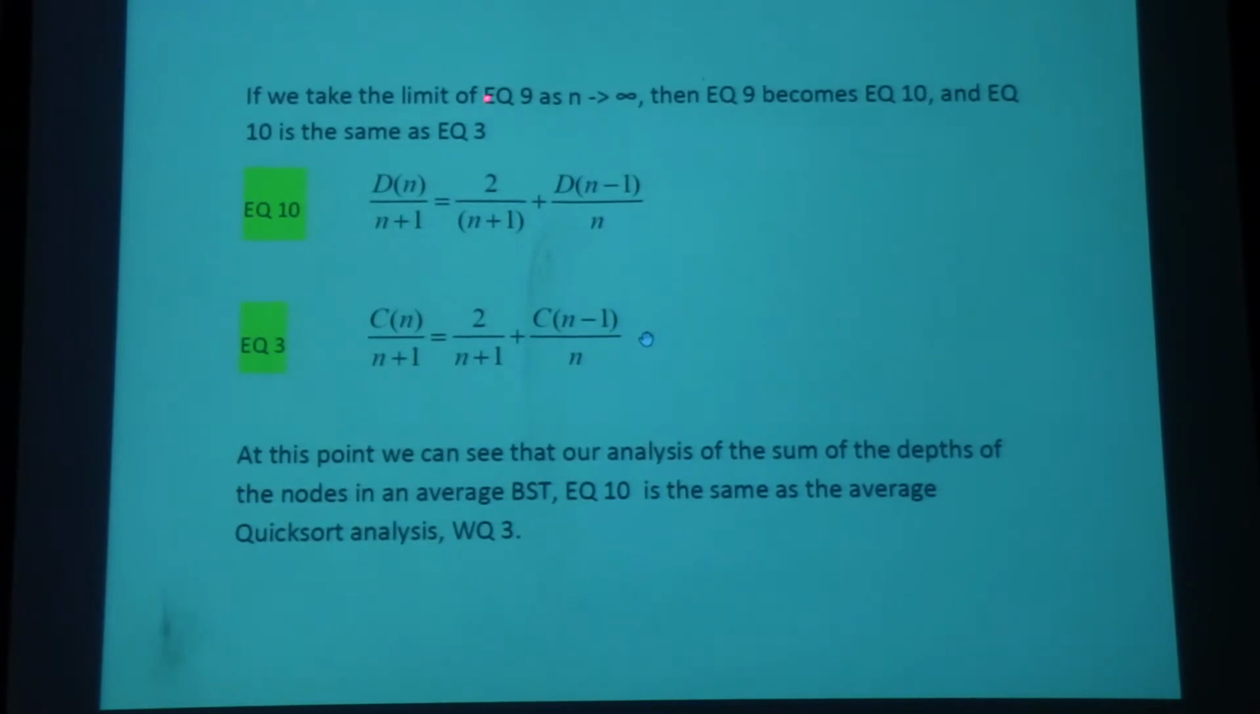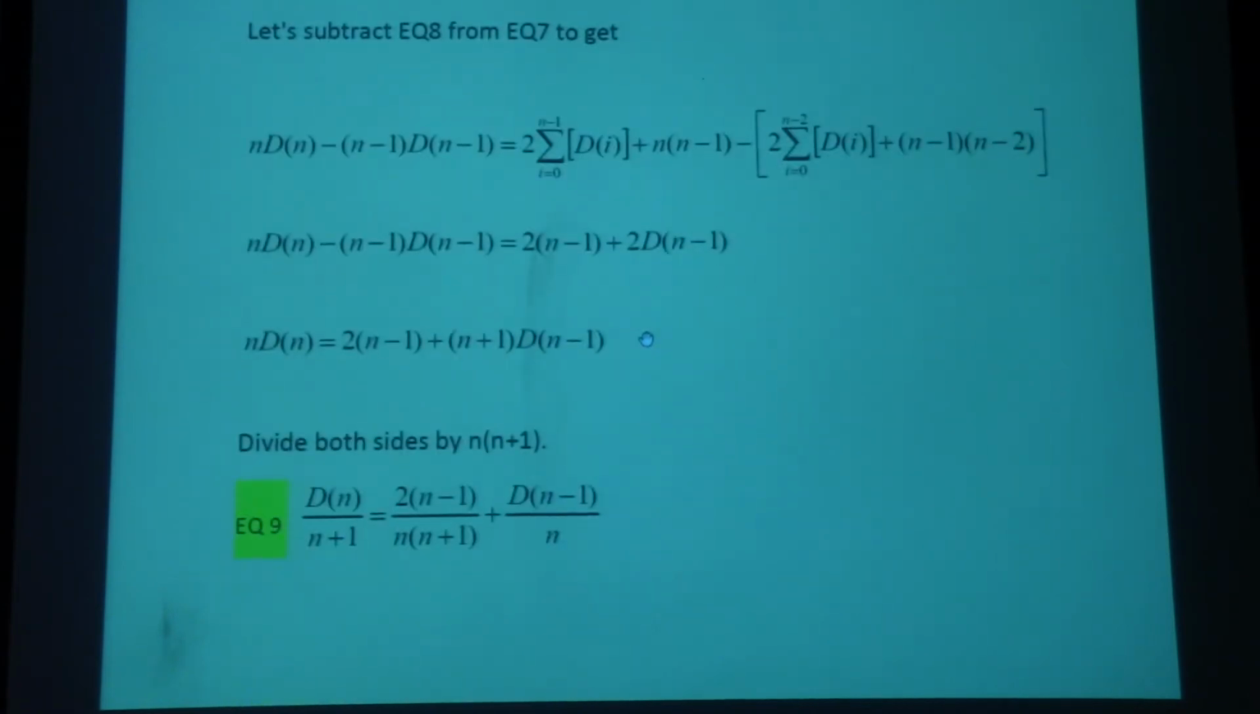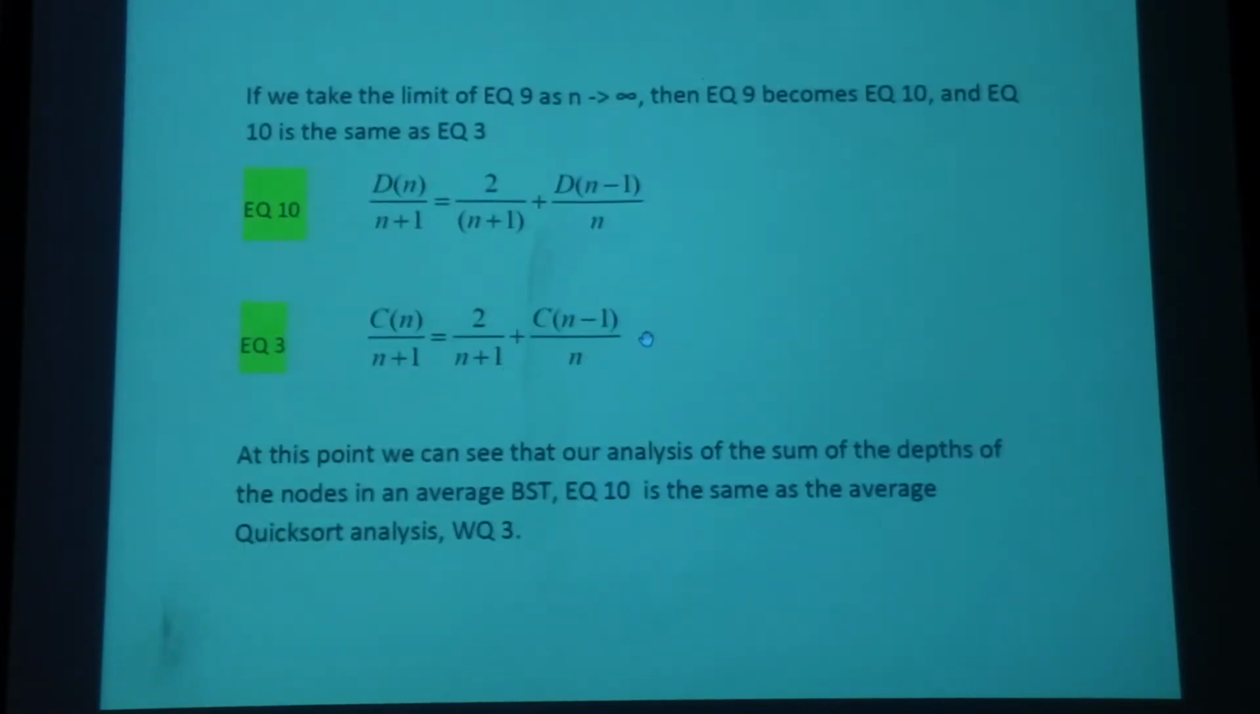Okay, and then if we take the limit of equation number 9, which is this one right here, so this is what we did before, divide both sides by n times n plus 1. So we're going to cancel both of these. If we take the limit of equation 9 as n goes to infinity, equation 9 becomes equation 10, and equation 10 is the same as equation 3. And equation 3 is the one we had for our analysis for quicksort. At this point, we can see that our analysis is going to go exactly to the same place.